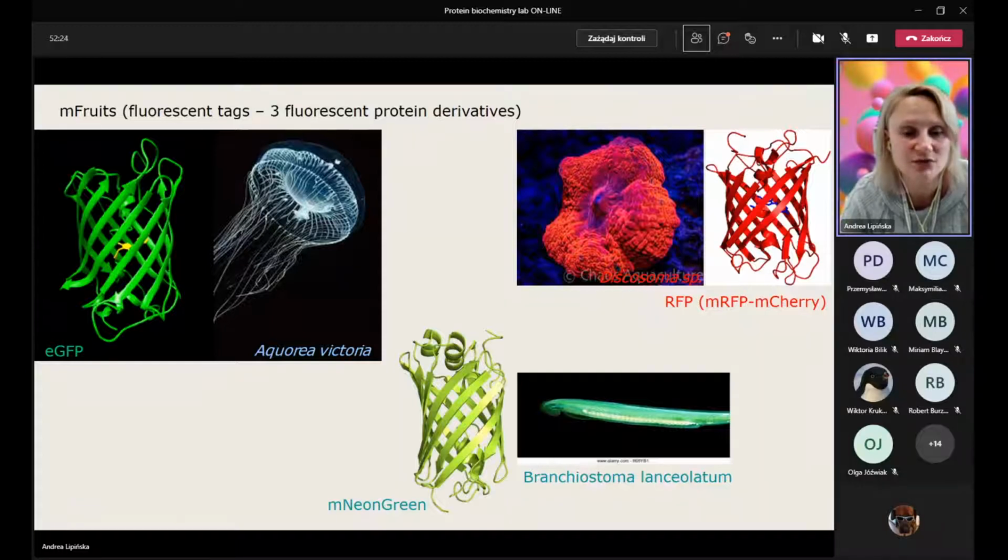So on the left you have the first discovered, still the most popular one, which is of course GFP. So it comes from this nice jellyfish, which is called Aequorea victoria.